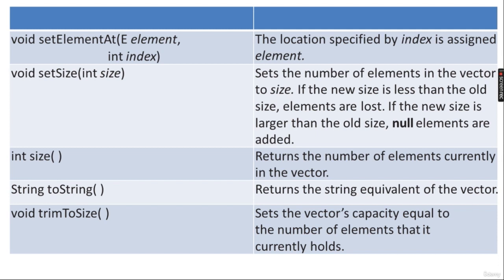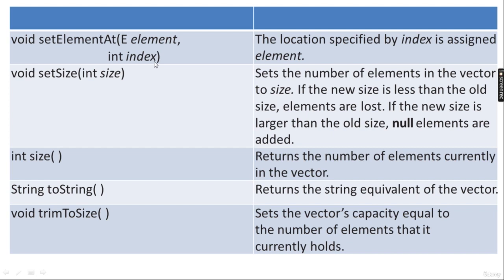Then void setElementAt(E element, int index). The location specified by index is assigned the element. Then void setSize(int size) sets the number of elements in the vector to size.